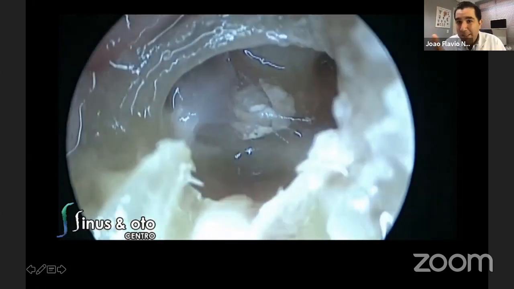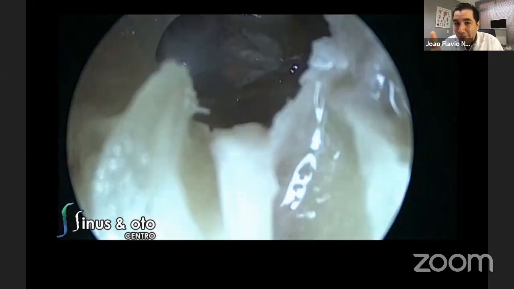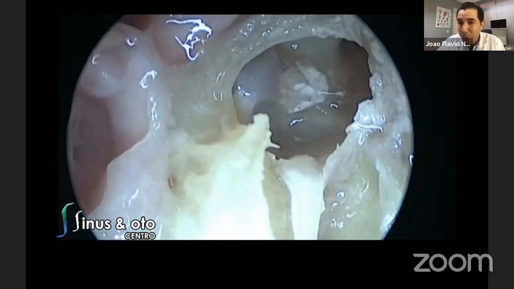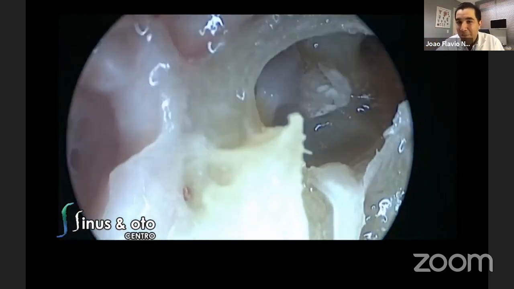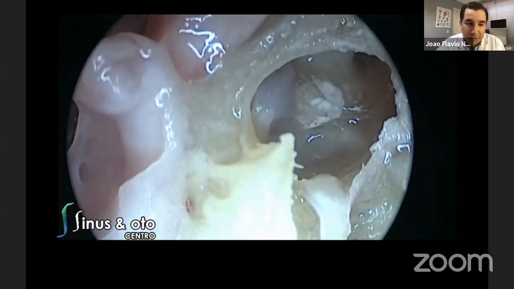Sometimes I have a case that cholesteatoma invaded the vestibule, and then we had to open the vestibule, and then we saw this anatomy. It's a very beautiful anatomy, and I like it very much, the anatomy.